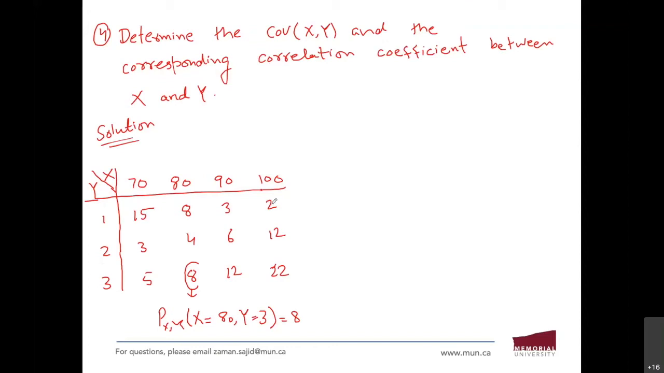Now the very first step that we need to work on is to convert these numbers in terms of probability. Now we know that we have a total of 100 drawings. So I will divide each and every one by 100. So this table is going to convert into a probability table.